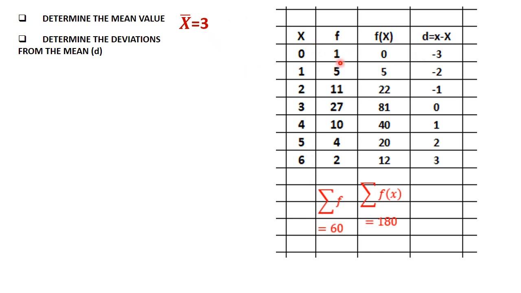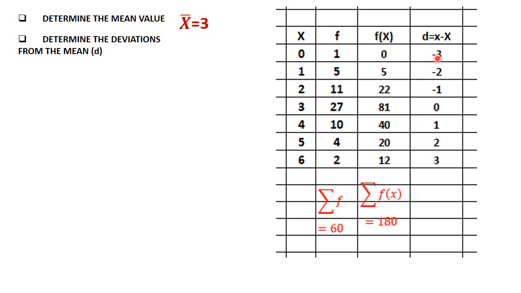In this case, we're going to have 0 minus 3, which is negative 3, 1 minus 3, which is negative 2, 2 minus 3, which is negative 1, 3 minus 3, which is 0, 4 minus 3, which is 1, and 5 minus 3, which is 2, and 6 minus 3, which is 3.